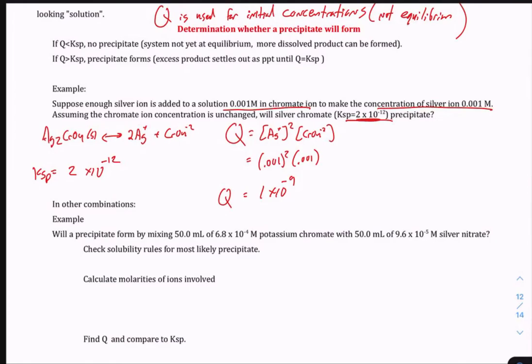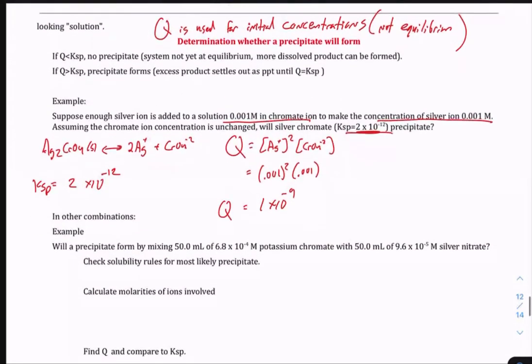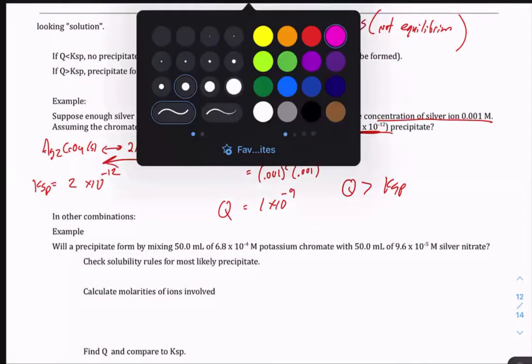How does Q compare to K? How does it compare? It's bigger. Q is greater than KSP. And whenever Q is greater than the equilibrium constant, that means you have too much product. That means the reaction must go backwards. Going backwards for a dissolving equation means we start to see this.